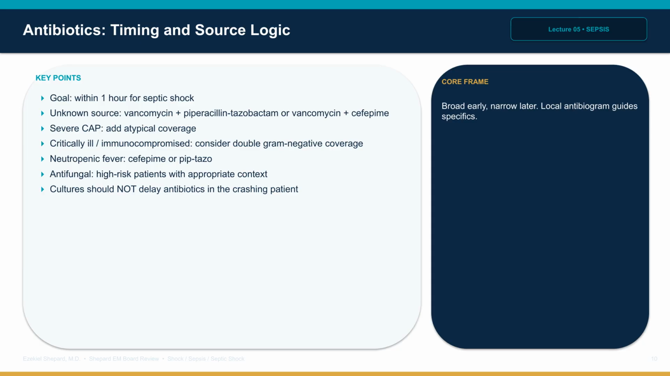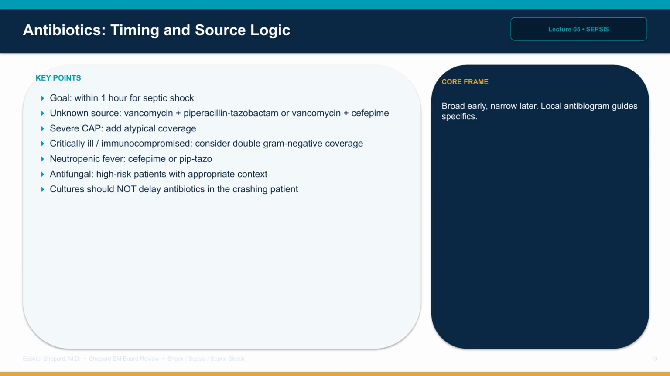Add atypical coverage for severe community-acquired pneumonia. Consider antifungals for high-risk patients with appropriate clinical context. Cultures are useful, but they should not delay antibiotics in a crashing patient. In unstable sepsis, give broad coverage early, then narrow when data return.